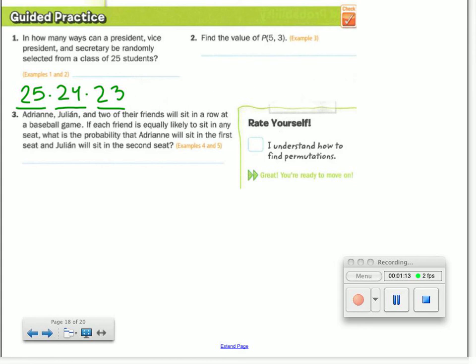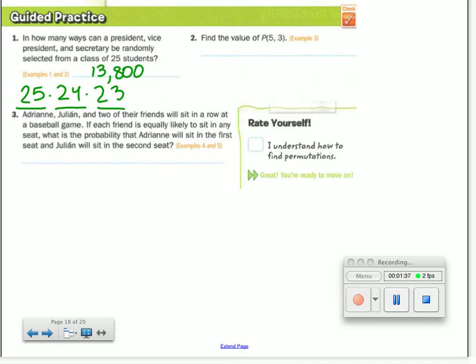So then you would have all the different ways. If I were to take 25 times 24 times 23, what would your outcome be? 13,800. 13,800 different ways that you could choose randomly the president, vice president, and secretary out of 25 students. Okay? Let's go on to the next one.